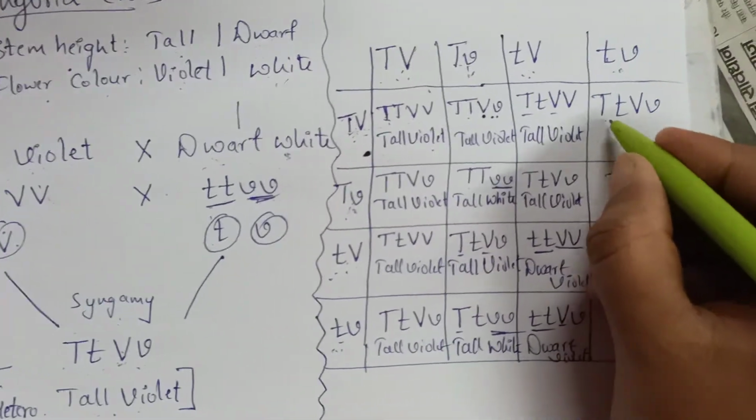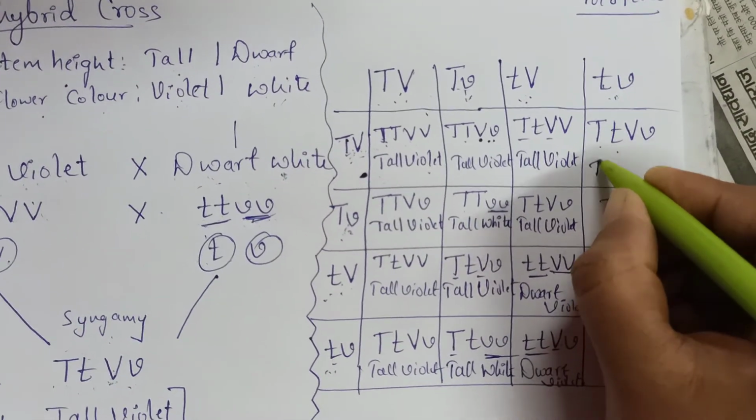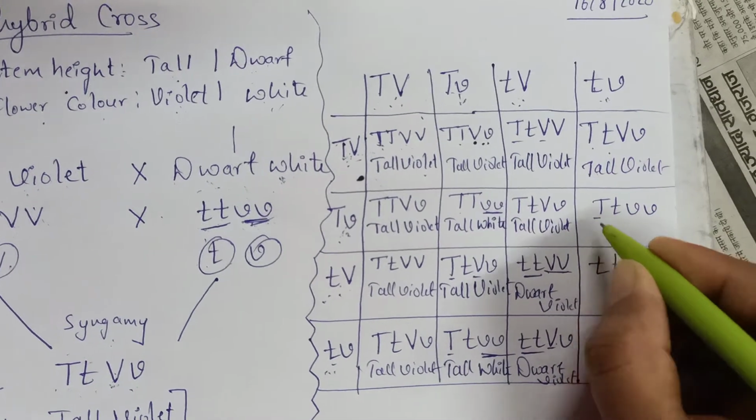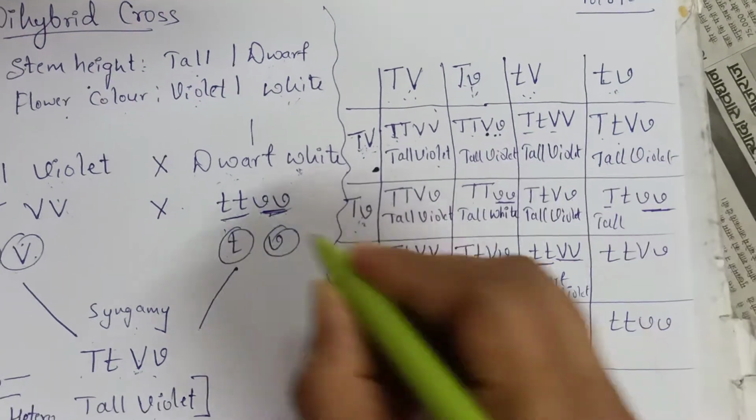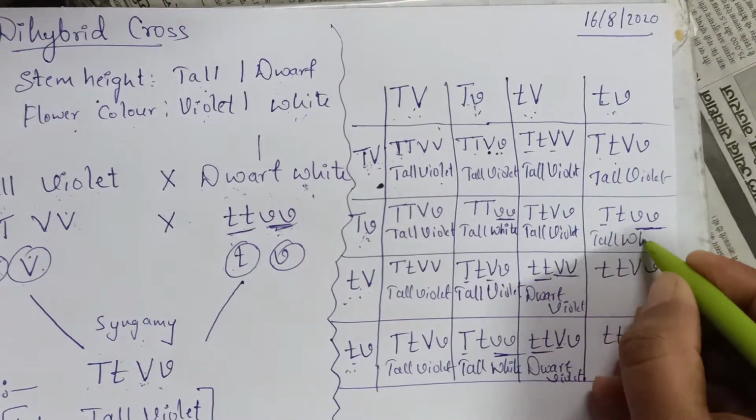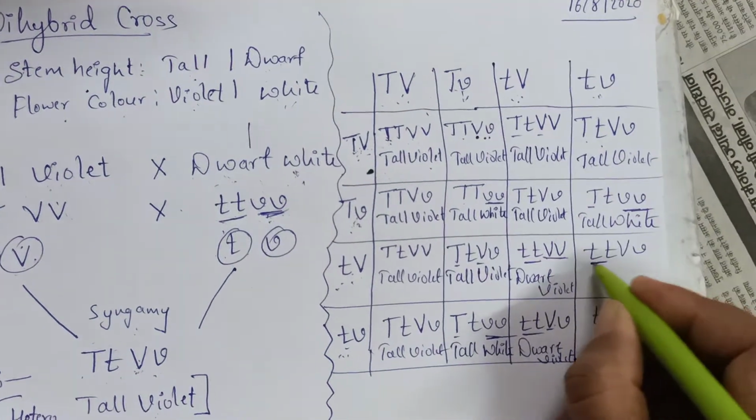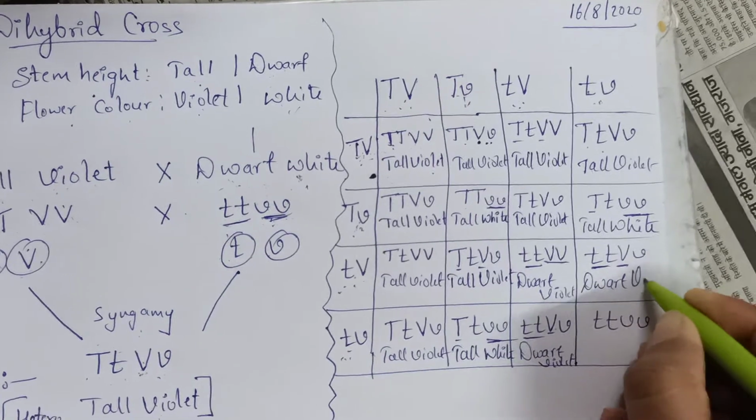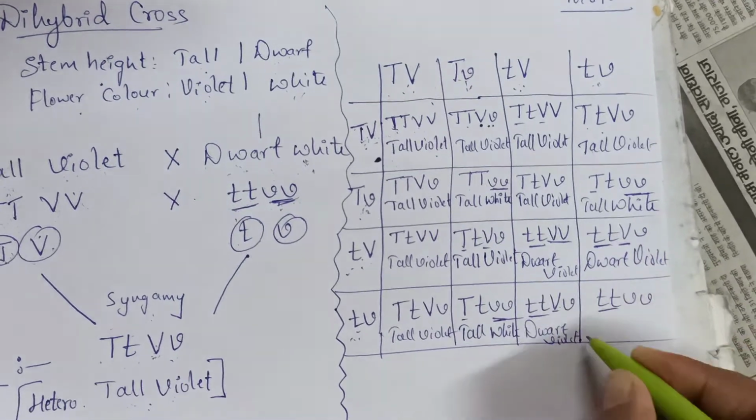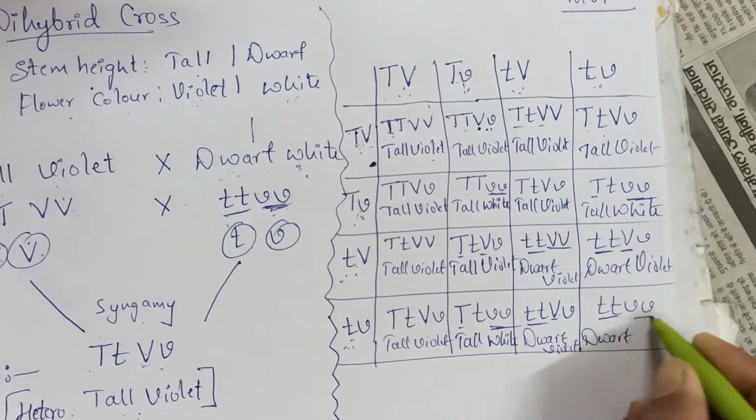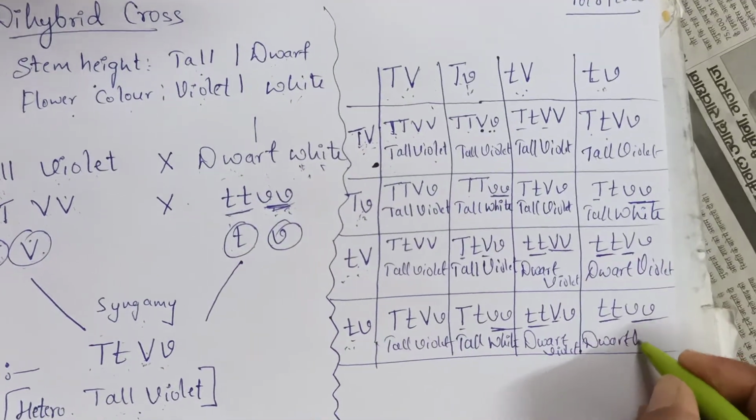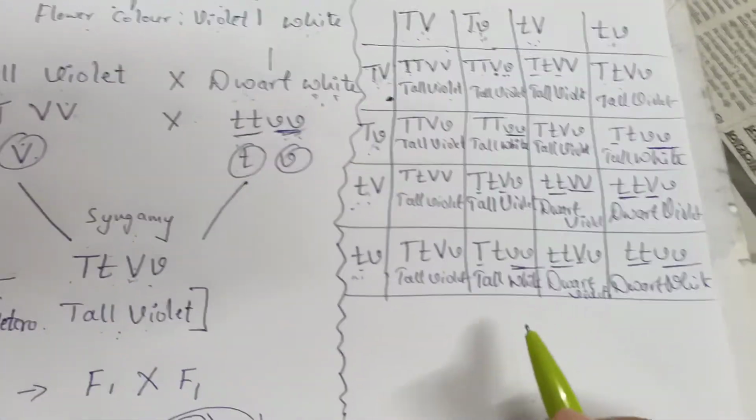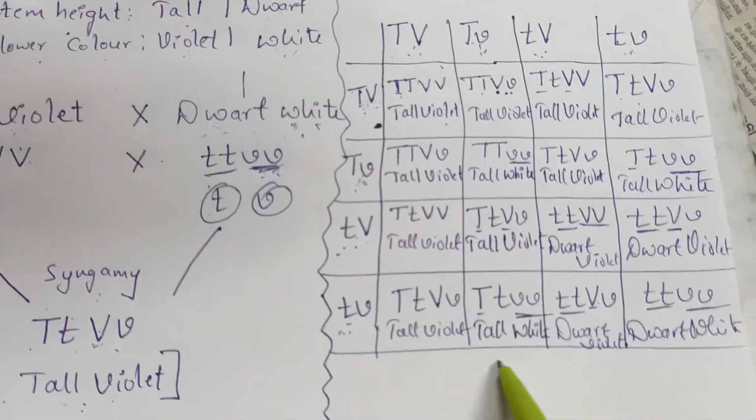Here one capital T, one capital V is there, so tall violet. Capital T is there, so it is tall. Two small V's, white. Two small T's, dwarf. One capital V is there, so we can write violet. Two small T's, dwarf. Two small V's, white. So here we come to the end of the crossing over.